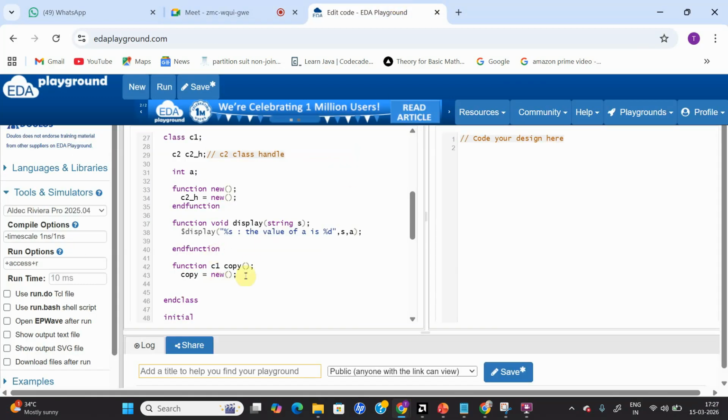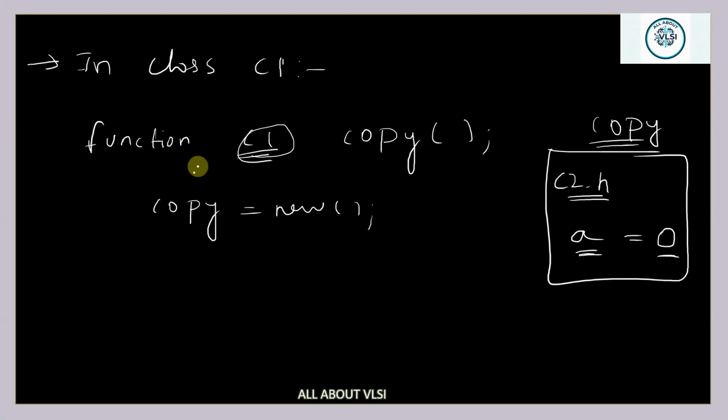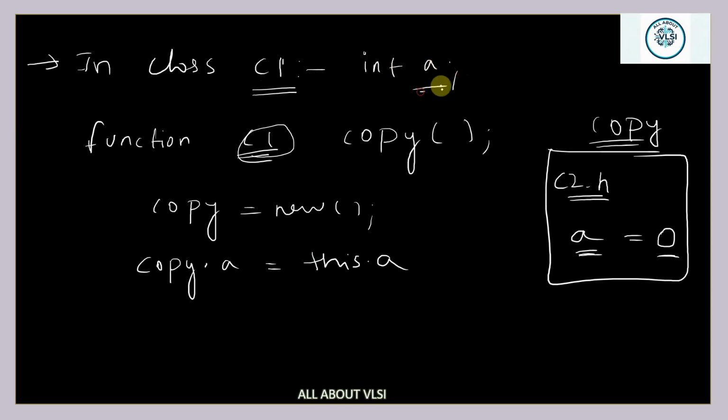Now, what are we going to do over here? After creating my object, I'm going to copy my local instance: copy.a is equal to this.a. Copy.a refers to this object, and this.a is the local variable, which I'm copying to my object. I will show you the diagrammatical representation also. So inside my class C1 I have int a, right? This value I'm copying to my object, which is nothing but my copy. This is what I'm going to do.